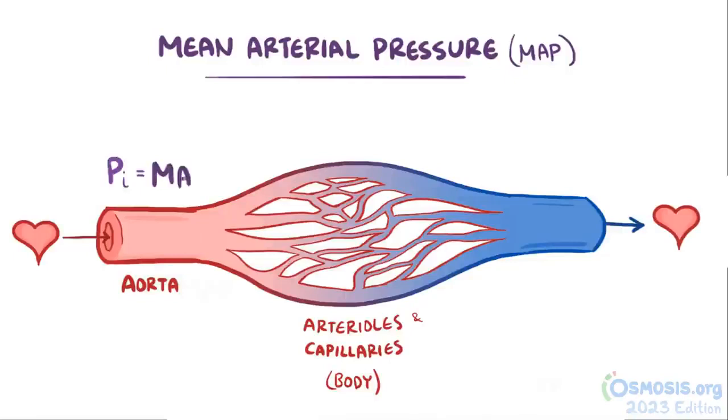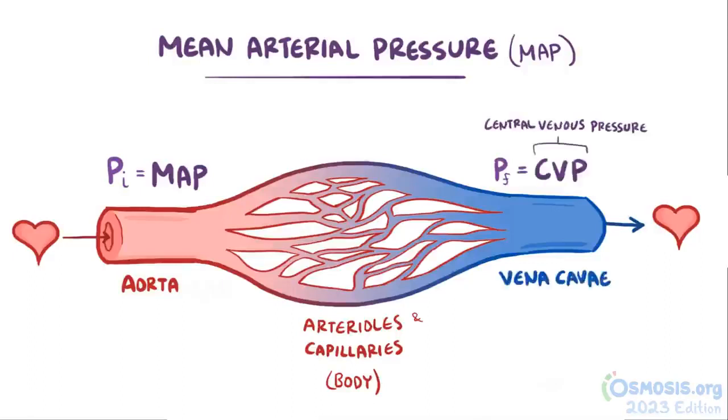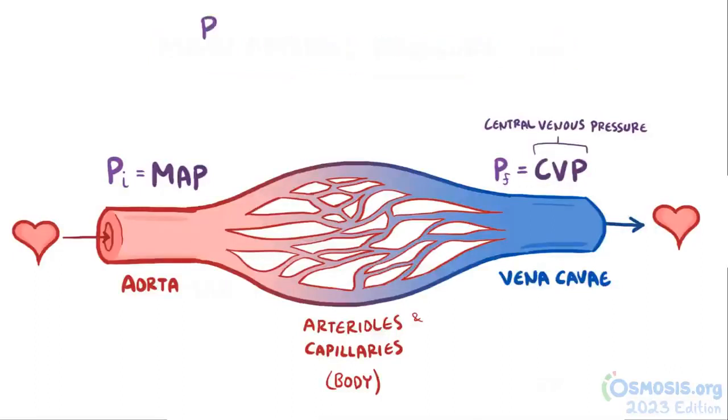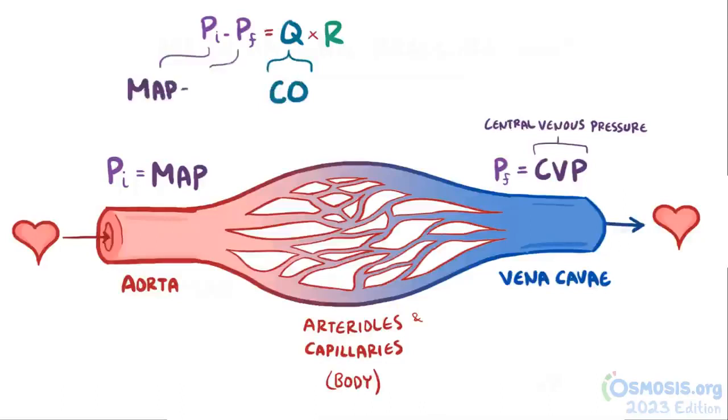In other words, the mean arterial pressure. And the final pressure over here is the pressure in the veins, or the central venous pressure, or CVP, in the vena cava right before they enter the right atrium. Looking back at our equation, pressure initial minus pressure final equals flow rate times resistance. The flow rate is the total blood flow through all of the blood vessels and organs, which is also called the cardiac output, and is measured in liters per minute. Pressure initial is also mean arterial pressure, and pressure final is central venous pressure.